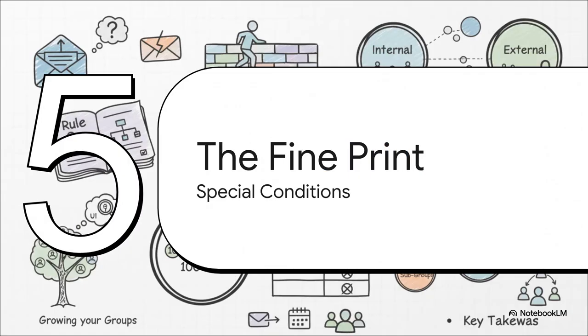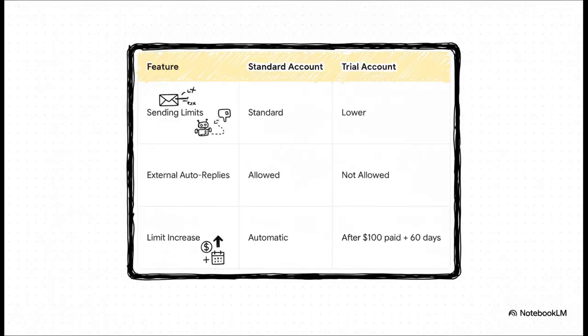Last but not least, let's talk about the fine print. These are the special conditions and pro tips you really need to know, especially if your Google Workspace account is pretty new. This right here is a key difference if you're on a new account or a trial. Your limits are way lower to start. To get the normal, standard limits, two things have to happen. First, you have to have paid at least $100 on your account, and second, 60 days have to pass after you hit that payment mark. Basically, new accounts have to earn the system's trust over time.